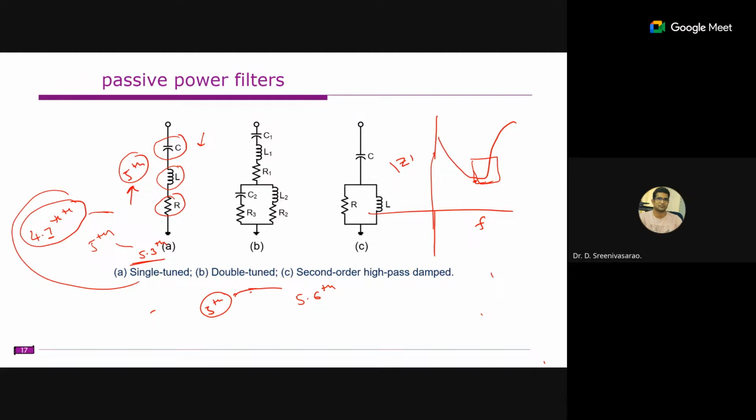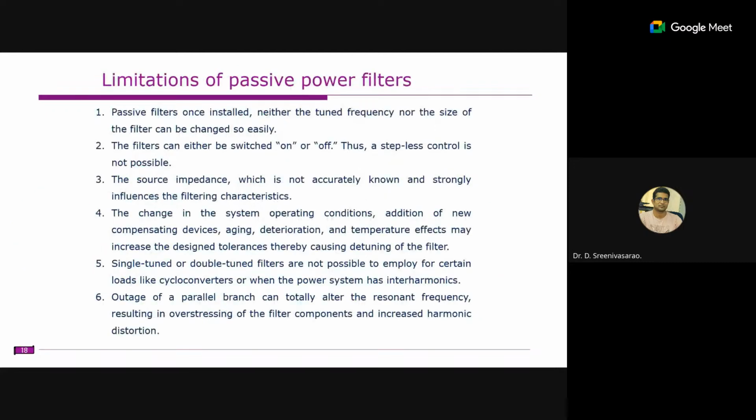The drawback is that unwanted frequencies also cause some resonance, and whenever there is a change in the loads, there is always a deviation in the resonant frequencies. So there are limitations of these passive filters. One is that they are tuned to a fixed frequency. The filters can be switched on and off, but stepless control is not possible.